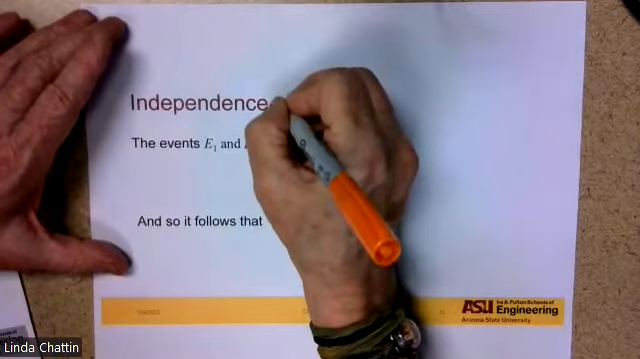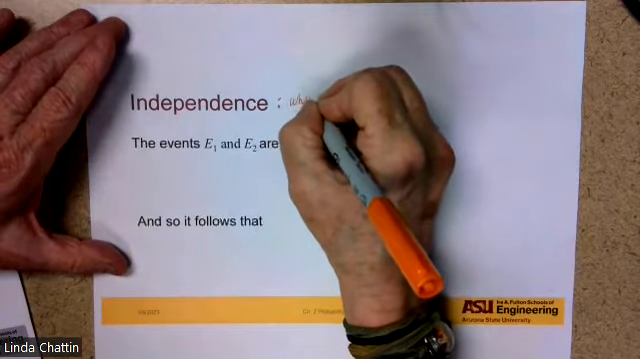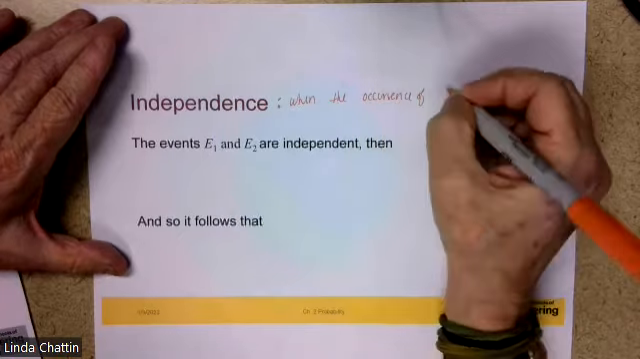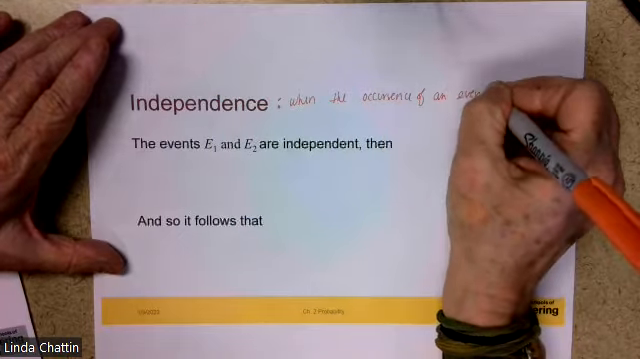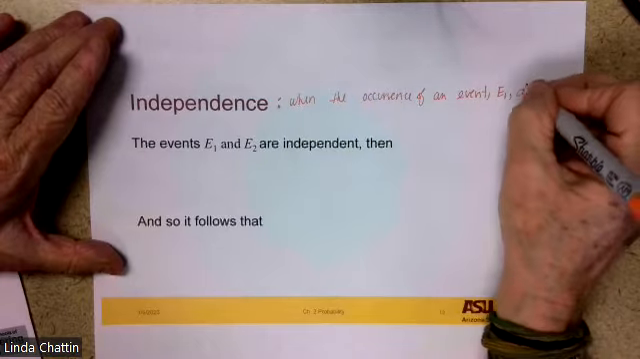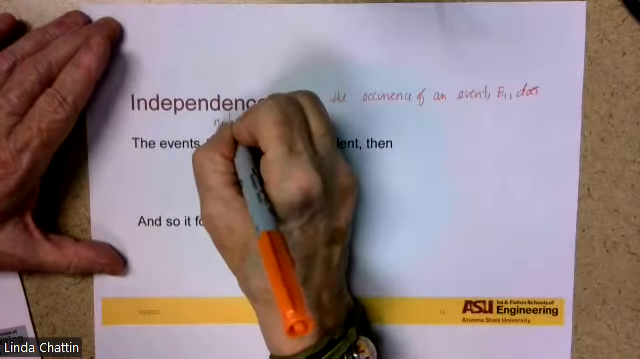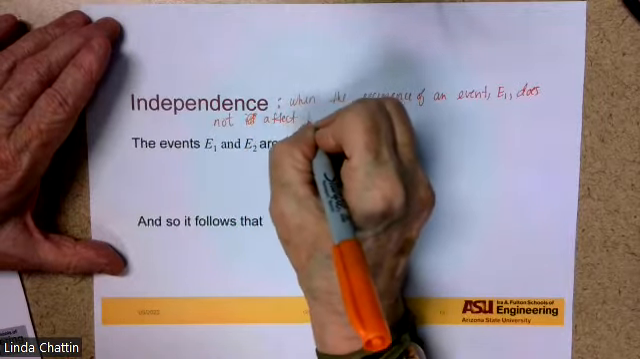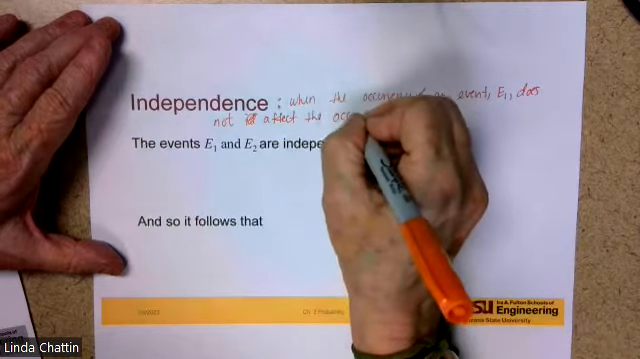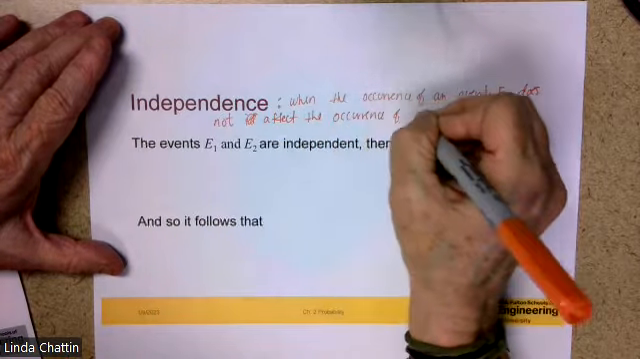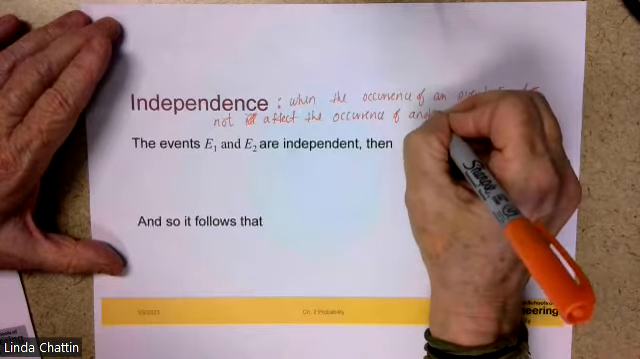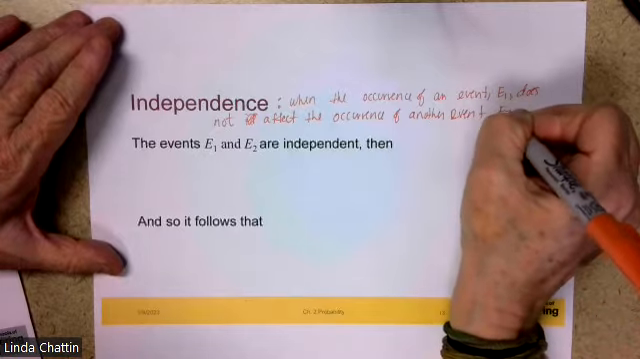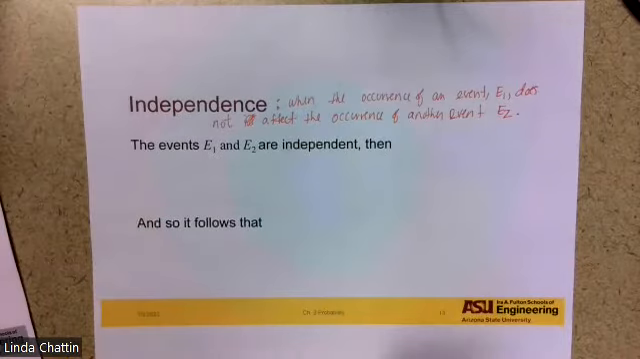Independence is when the occurrence of an event, let's say E1, does not affect the occurrence of another event. My handwriting is terrible today. That's for two events, but you could say three or four or five.